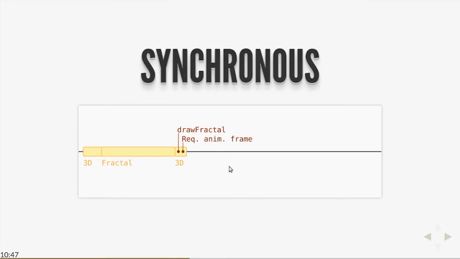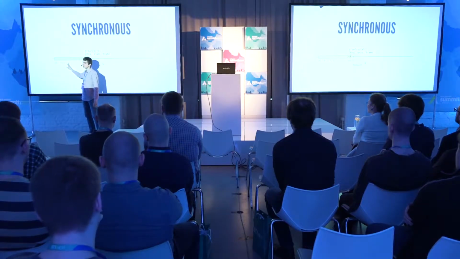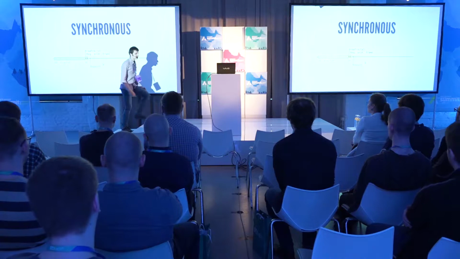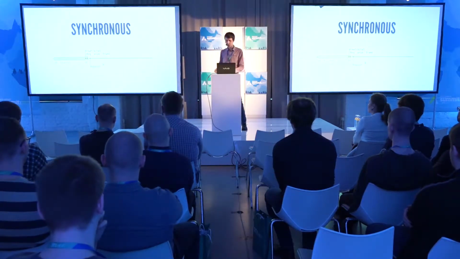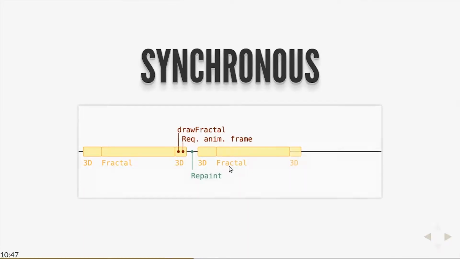Then we schedule the next animation frame, and only then the browser can repaint. But actually, the browser wanted to repaint when we were in the middle of the fractal. Well, we didn't give it a chance because something else was already happening. The fractal was being calculated, so it didn't get a chance to repaint. That's why the frame rate drops. And then the story repeats itself again. We are doing the 3D, then the fractal, and the browser didn't get a chance to repaint on time.